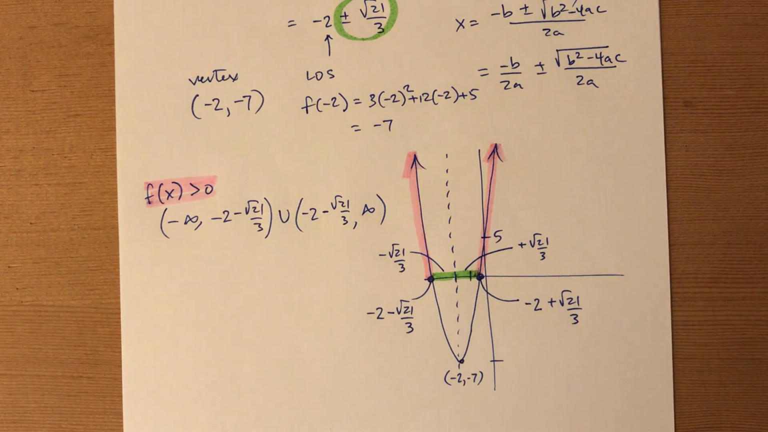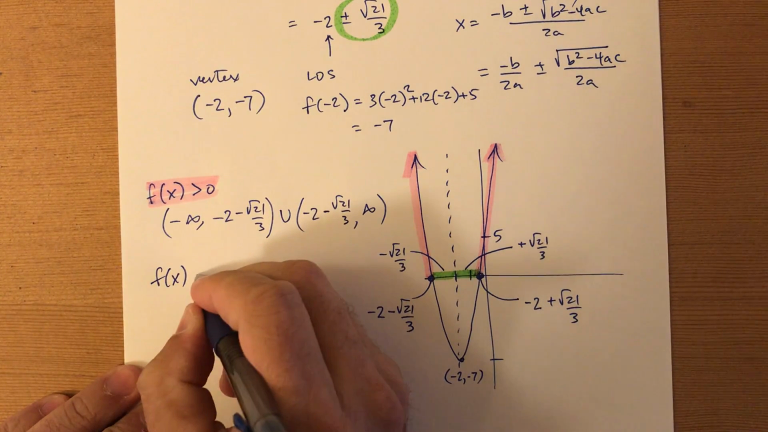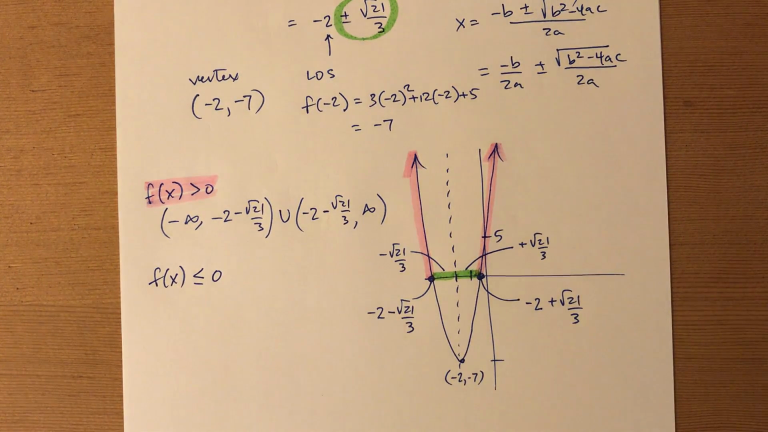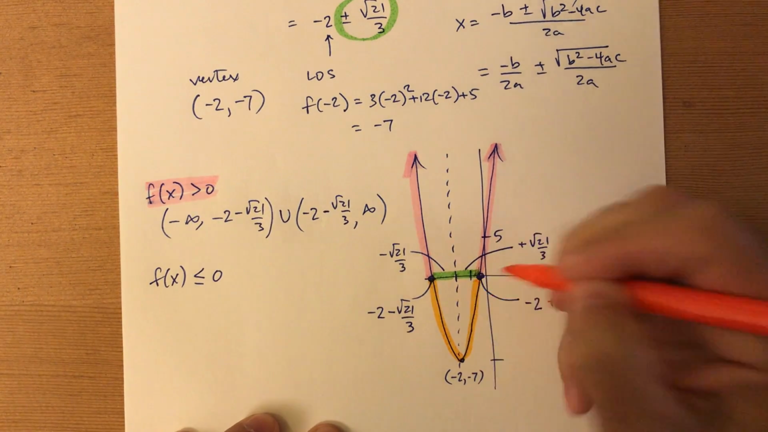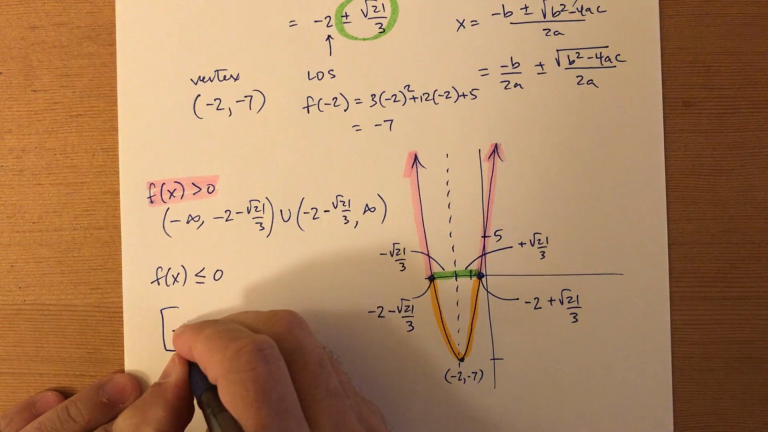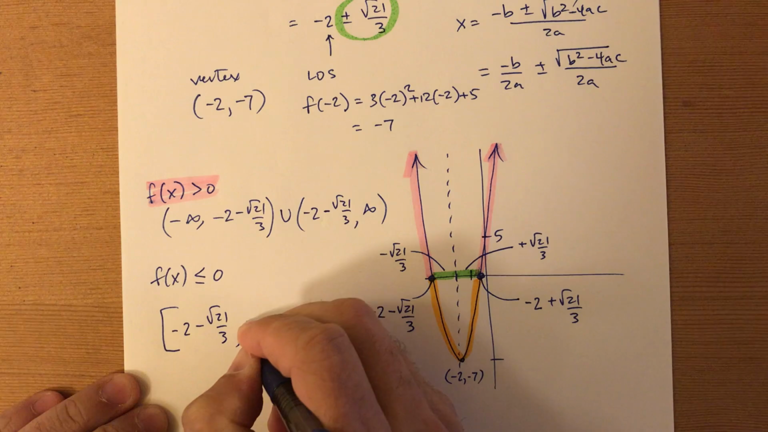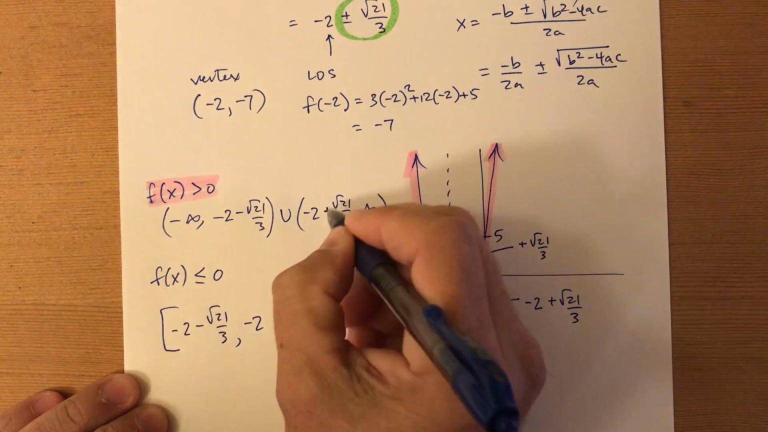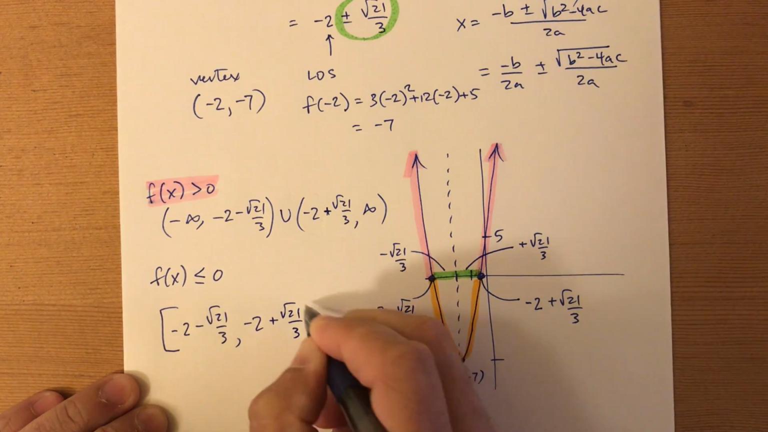And then lastly, let's say I wanted to know when f of x is less than or equal to 0. Well, let's do that in orange, right there. That's going to be negative 2 minus the square root of 21 over 3 all the way to negative 2. Oops, this should be a plus. Sorry, go back up there. That should be a plus. Great thing, I caught my error right at the end there.